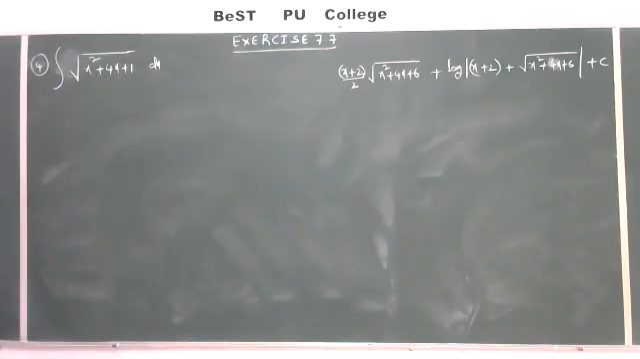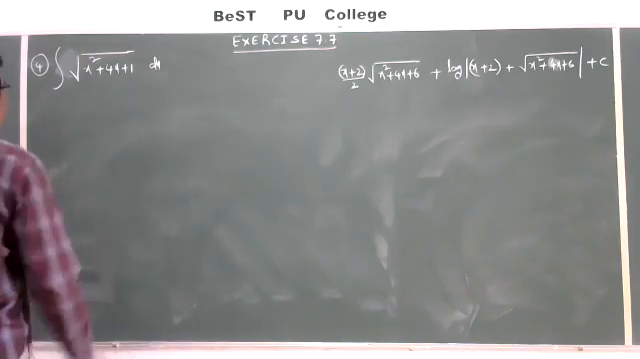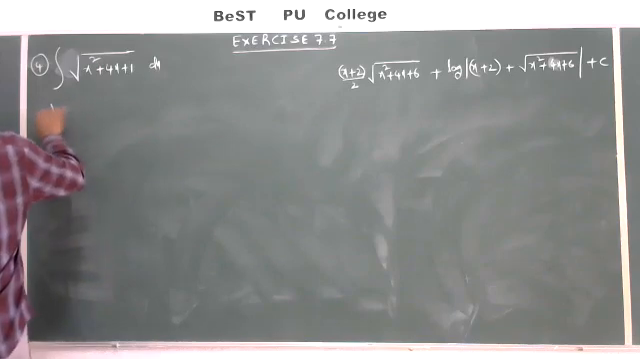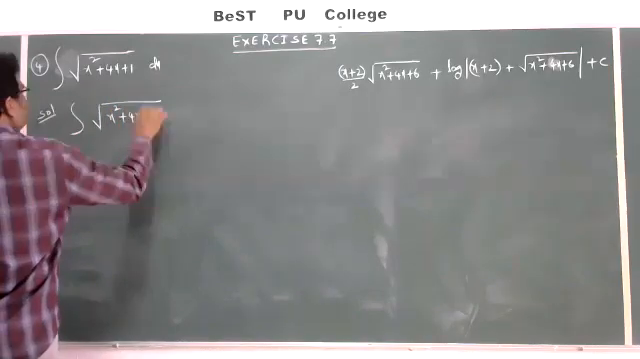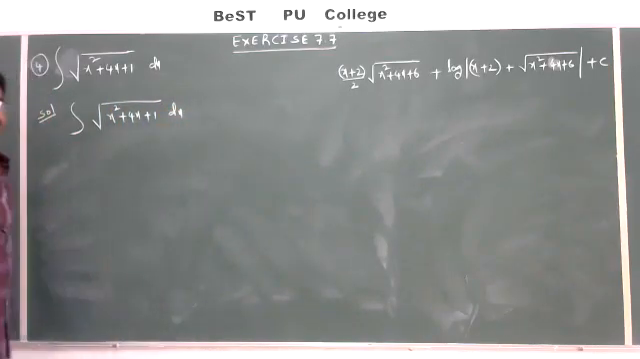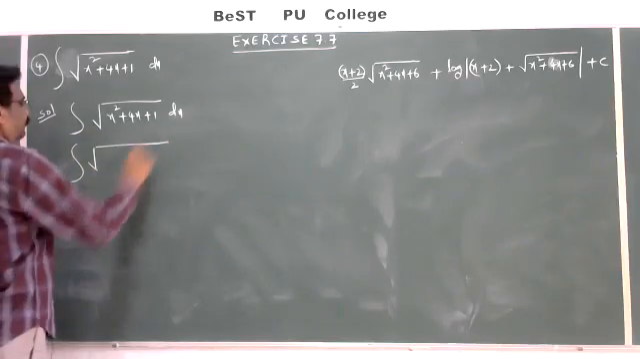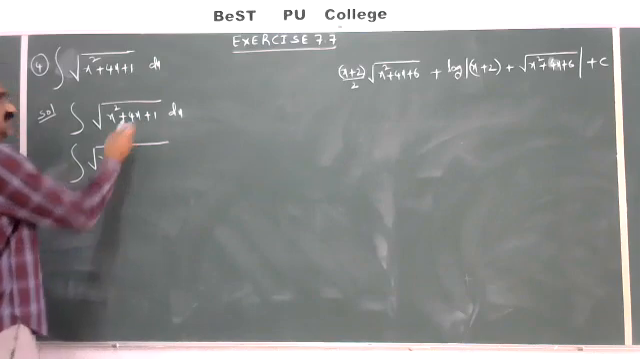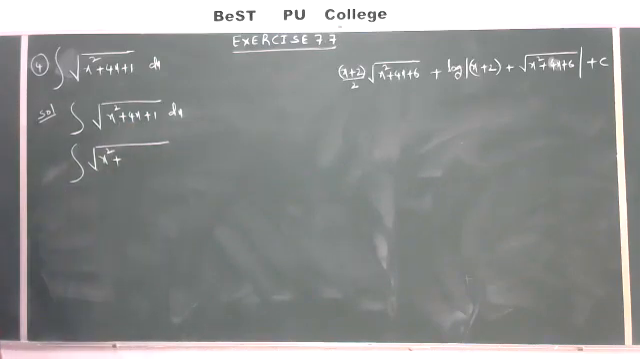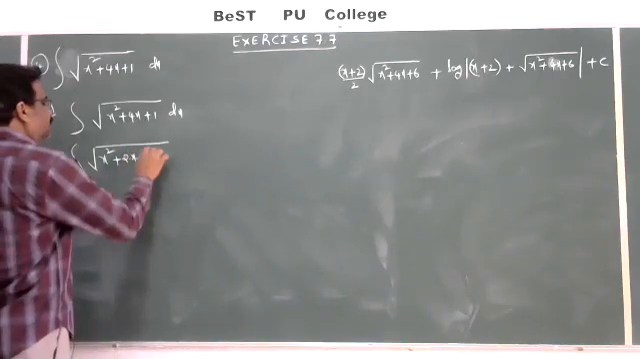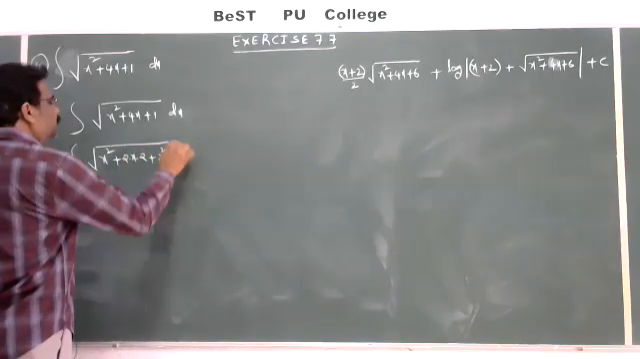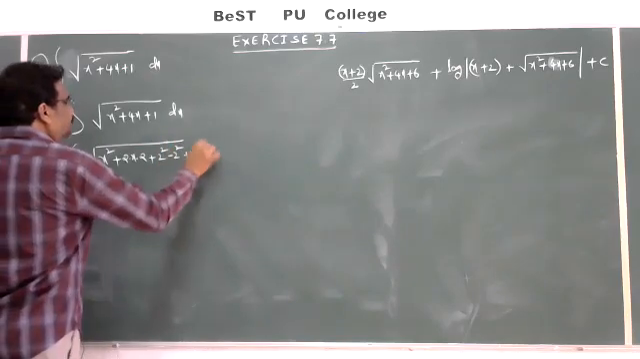So you make the given function in the form of root of x square plus a square or x square minus a square like that. Solution: integral root of x square plus 4x plus 1 dx. That is integral root of x square plus this is 2ab term, 4x is 2ab term, 2 into x into 2. That's why adding 2 square, subtracting 2 square plus 1 dx.